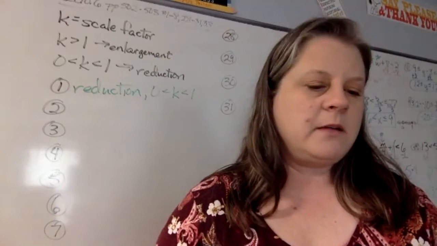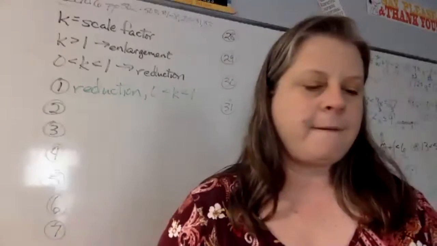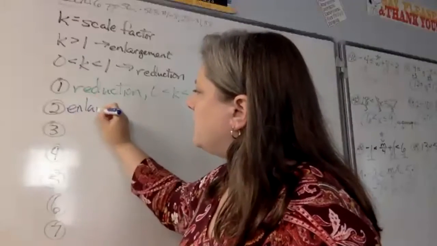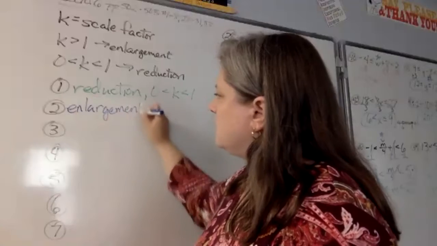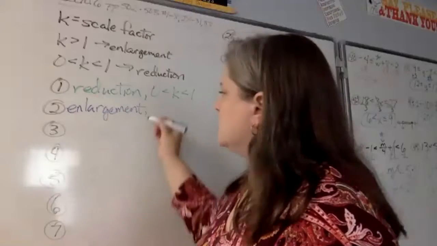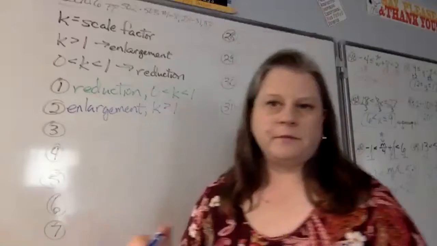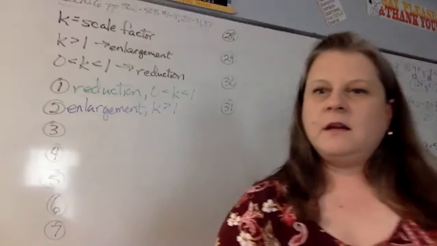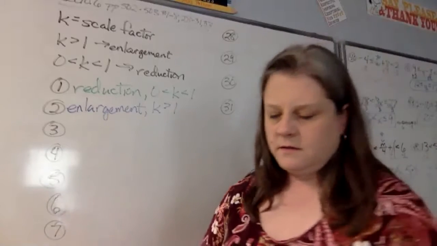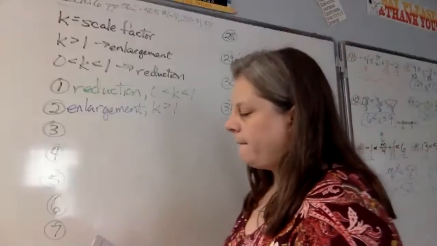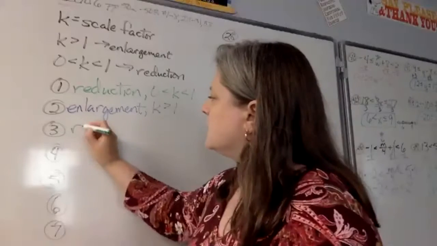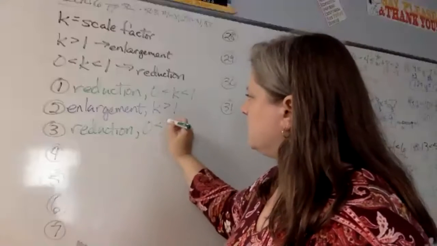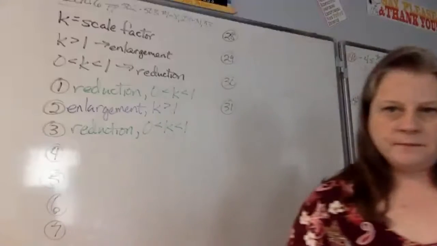Okay. Kaya, what about number 2? Reduction or enlargement? Enlargement, because remember your red image is your new image. So it's bigger than the original because it's outside of it. So that means K was greater than 1. Number 3, Javier. Reduction, because the new red one is inside of the original. So if it's a reduction, that means K is between 0 and 1.